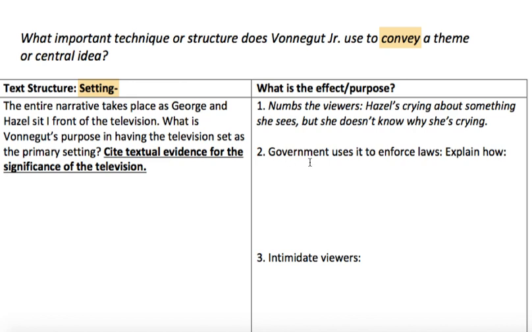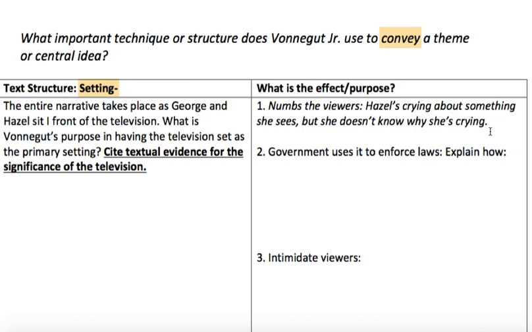So on the right column, they give you the different reasons that they want you to focus on, and you have to complete it. The first one is done for you. One effect or purpose for having the TV as the primary setting is because it shows how technology numbs the viewers. Hazel is crying about something she sees, but she doesn't know why she's crying. She's watching her son be killed on TV, and although it's sad, she doesn't realize that it's her own son that has just been killed. And as soon as it's over and the TV goes blank, she kind of forgets about what was just happening.